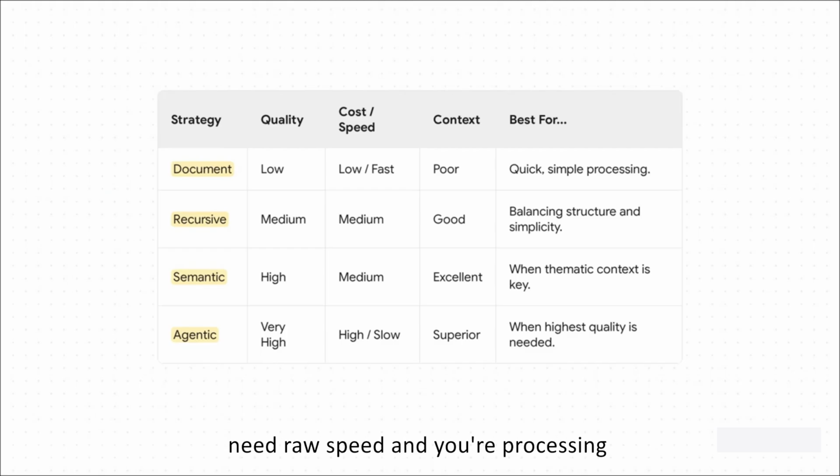If you just need raw speed and you're processing massive amounts of data, document chunking is your go-to. If you're looking for a nice balance between structure and simplicity, Recursive is a fantastic middle ground. Now, if thematic context is the most important thing for your project, Semantic is going to be your best friend. But if you need the absolute highest quality possible and money is no object, then Agentic is the undisputed king.